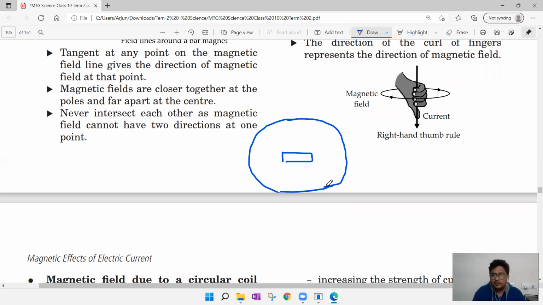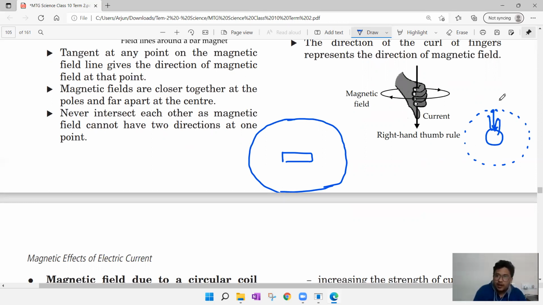Earth has a gravitational field. For example, this is Earth. Let us consider Earth has a gravitational field until here. Means what? If you throw any object, if it reaches this height, it falls down. If it reaches this height, it falls down. If it reaches this height, it falls down.